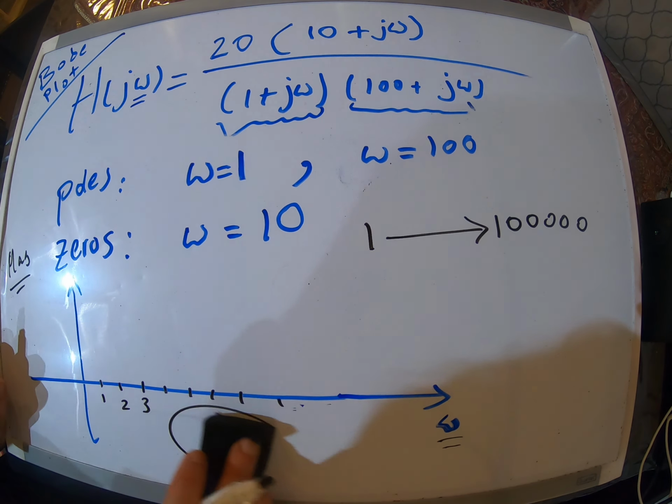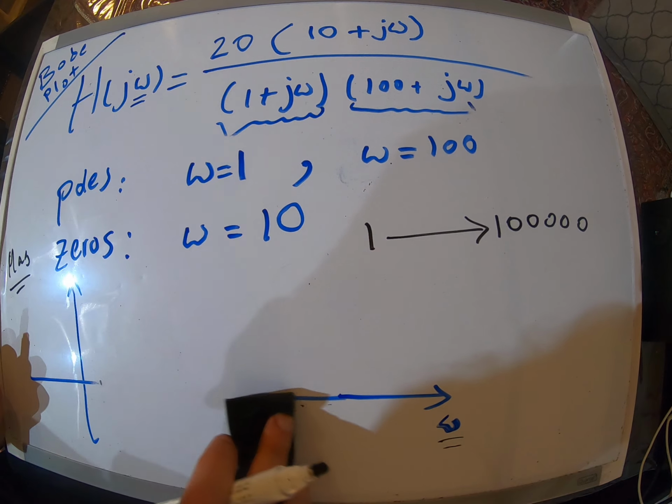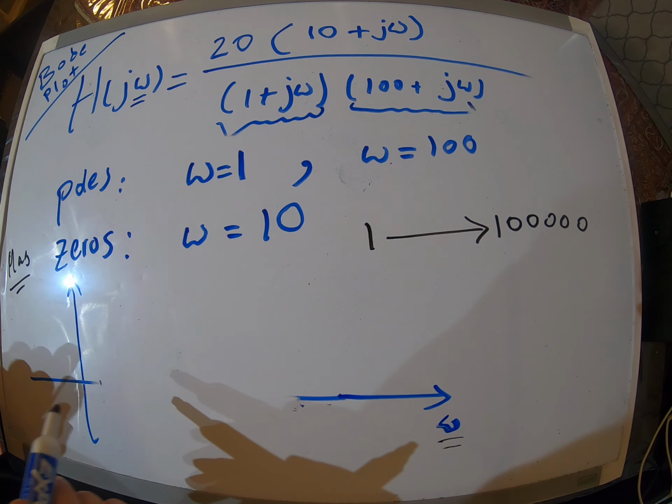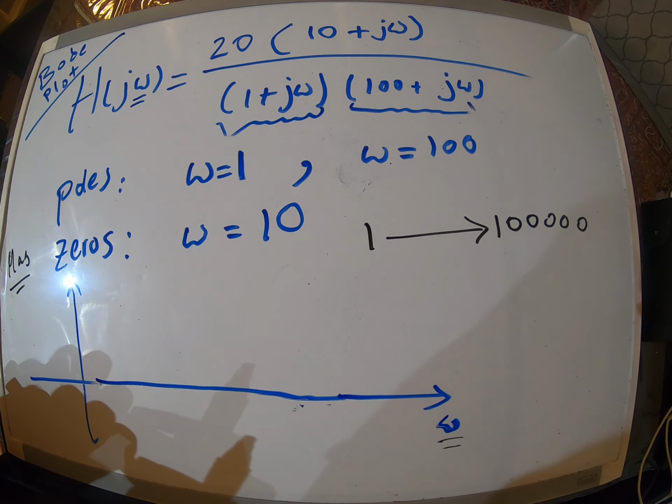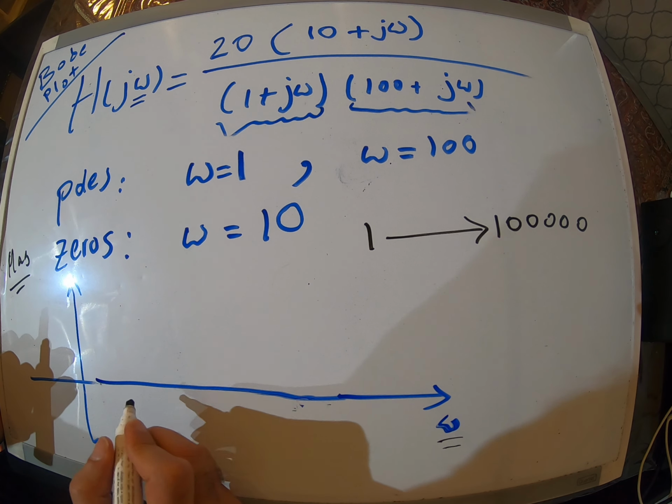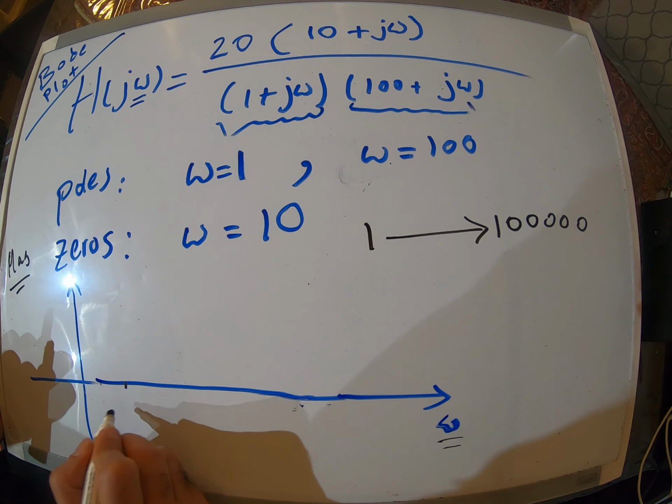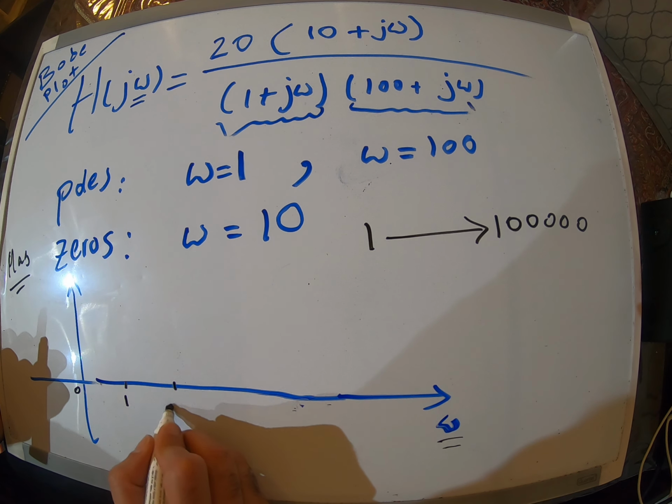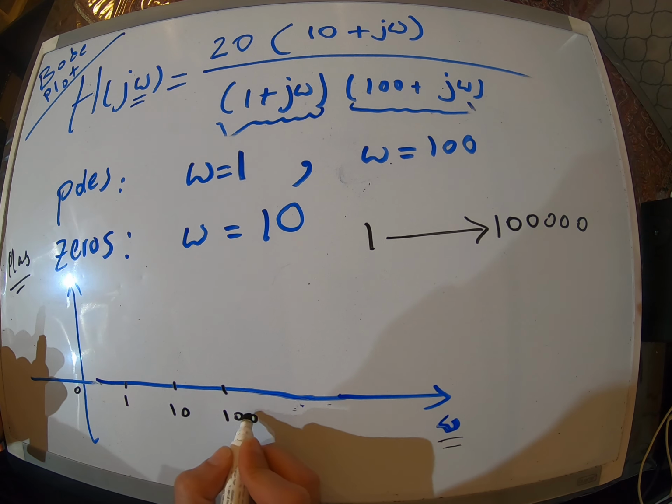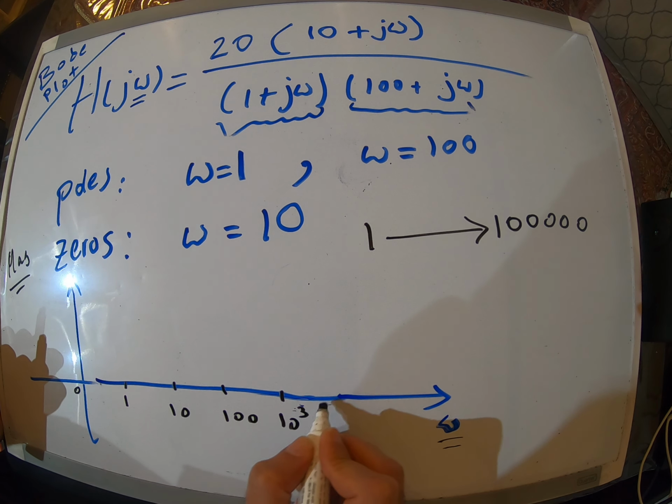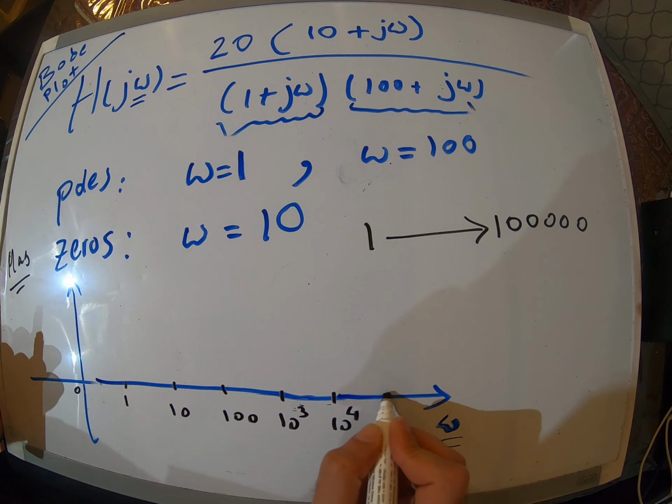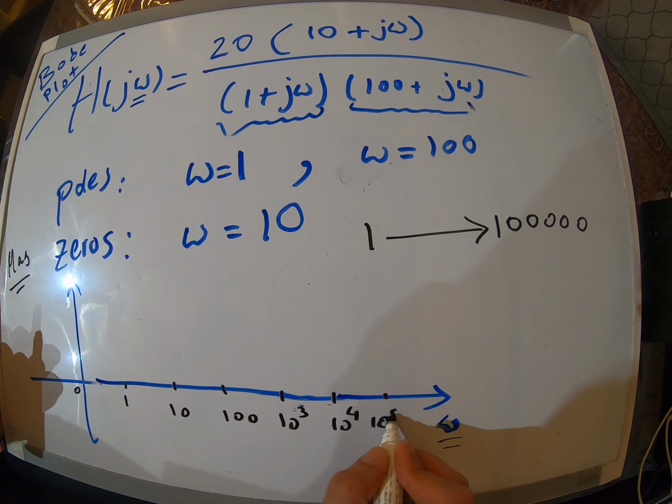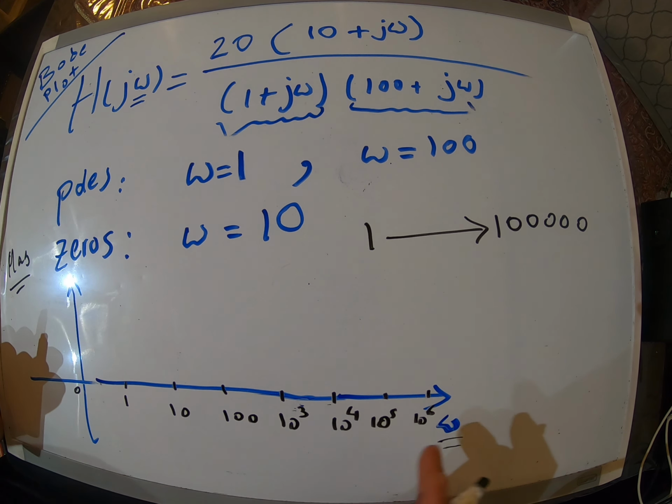But if I do a logarithmic scale, then we have frequency 0, and then let's say this is 1, this is 10, this is 100, 1000, 10,000, 100,000, and finally 1 million, right? So we can fit it here.